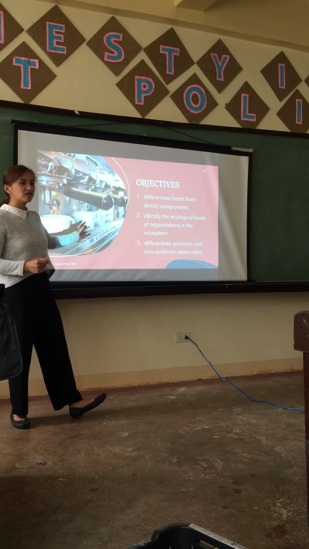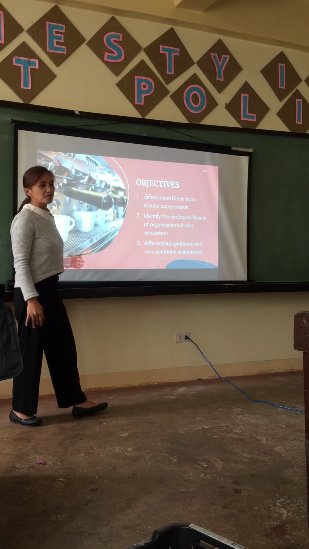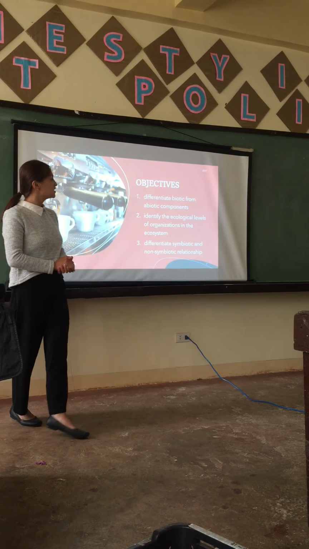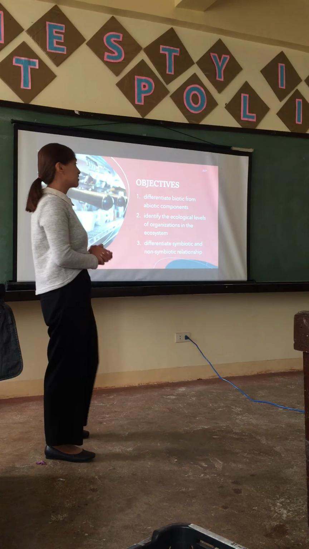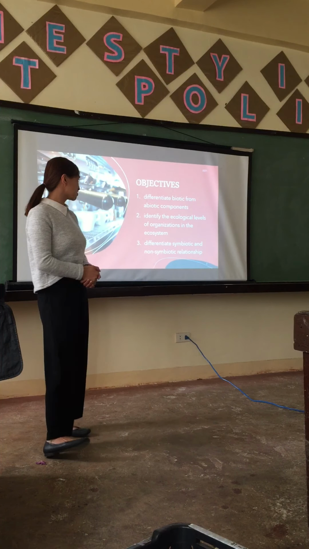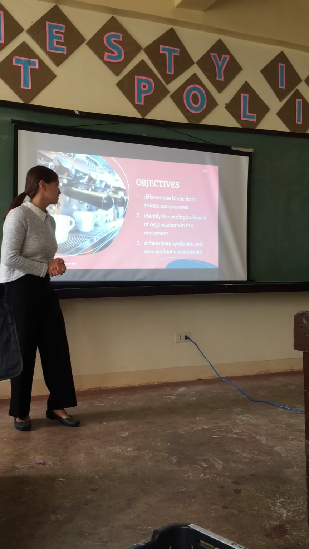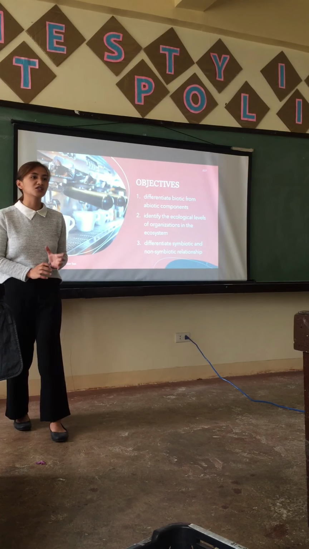I will be discussing to you the biotic and abiotic components of an ecosystem. Okay, so we have here three objectives. First is to differentiate biotic from abiotic components. Next is to identify the ecological levels of organizations in the ecosystem. And lastly, to differentiate symbiotic and non-symbiotic relationship.